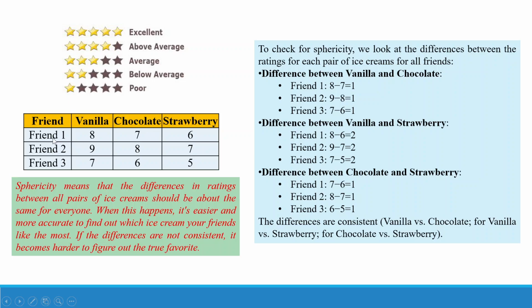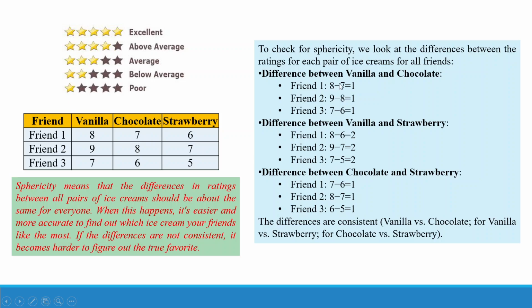Now let's say friend 1. The ratings of the ice creams are given as 8, 7, 6. So this is the rating of friend 1, friend 2, friend 3. To check for sphericity, we'll look at the differences between the ratings for each pair of ice creams for all friends. Difference between vanilla and chocolate.